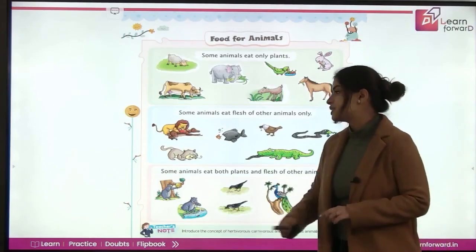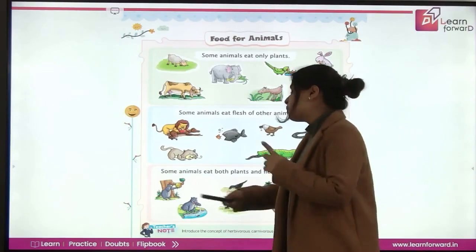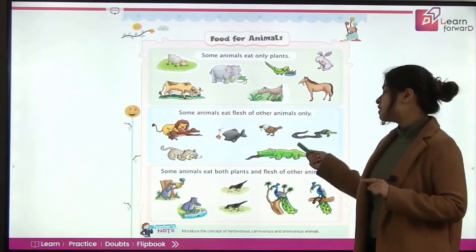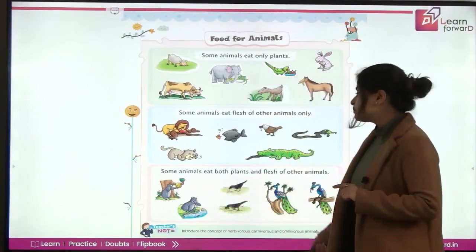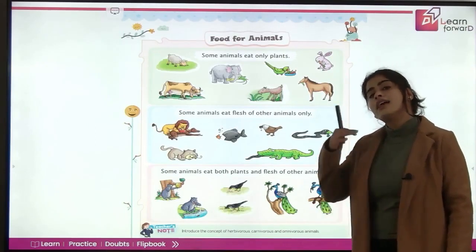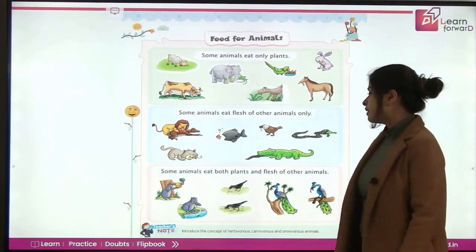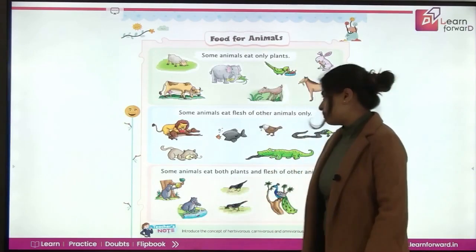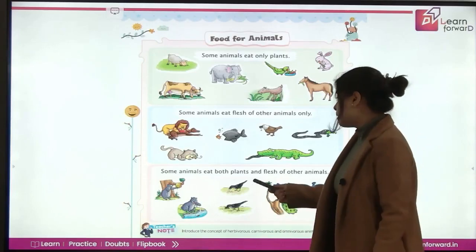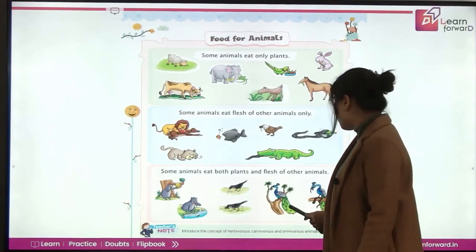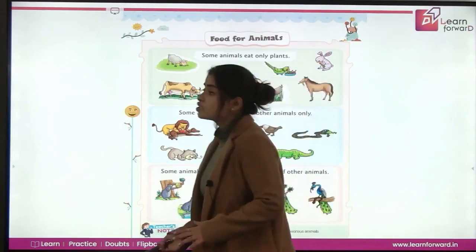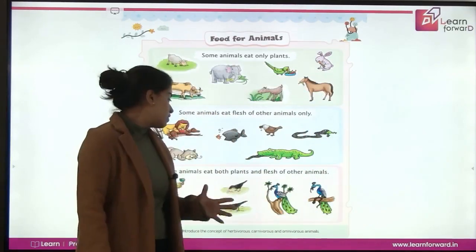Now last is some animals eat both plants and flesh of other animals. ये वाले कौन से animals हैं? जो plants भी eat करते हैं और जो other animals को भी eat करते हैं. Like a panda, ठीक है? Like bear, panda, bear, crow, peacock. These are the animals that eat plants also and other animals also.